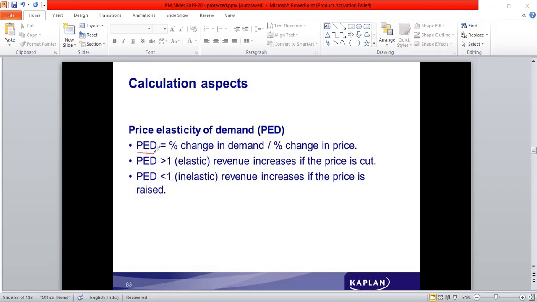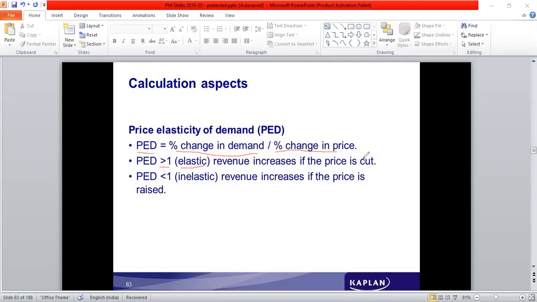Price elasticity of demand is calculated as, for a percentage change in price, how much is the percentage change in demand? So the relationship between price and demand is mathematically presented with an equation called price elasticity of demand. For a percentage change in price, how much is the percentage change in demand? If the calculated value is greater than 1, if the numerator is more than the denominator, then only we will have the value greater than 1. If the percentage change in demand is higher than the percentage change in price, then it is called elastic.